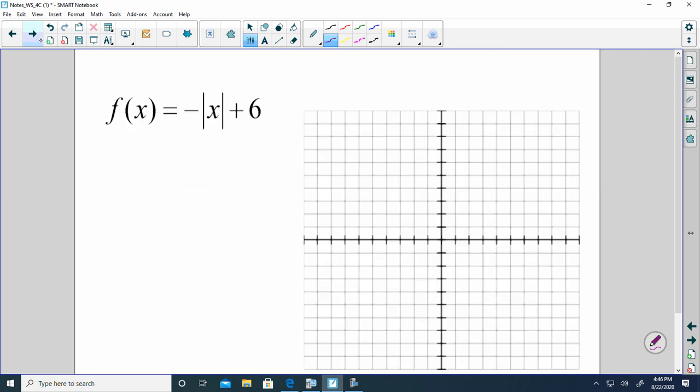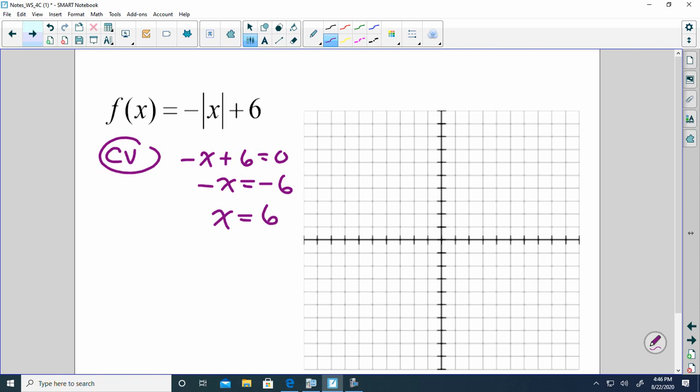Well, let's go ahead and take a look at the next question. Again, we want to make it a piecewise function, and I'm not going to draw the entire graph this time. First thing I'm going to do is find the critical value. So I'm going to go negative x plus 6 equals 0, so negative x equals negative 6, so x is equal to positive 6.